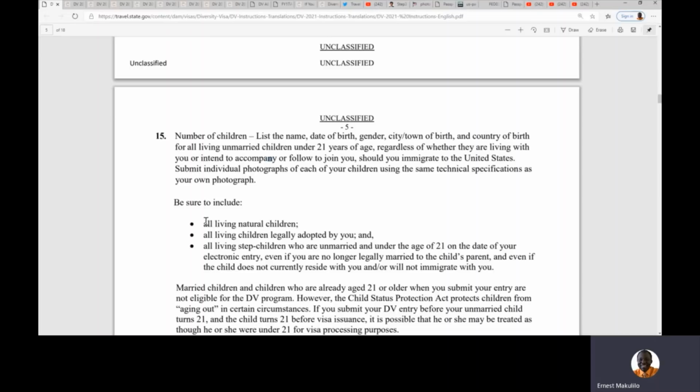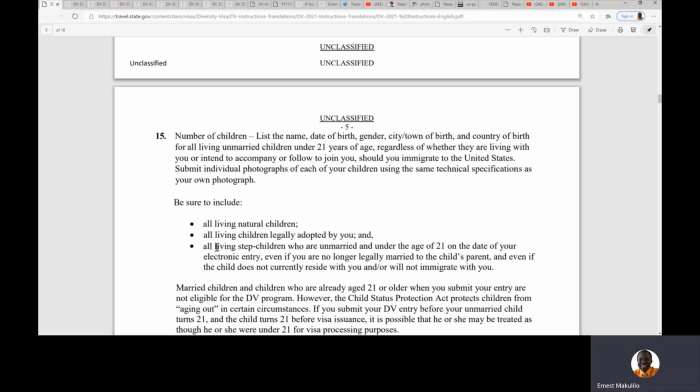Okay, by children we mean all natural children, all the children who are your biological children. If you have adopted a child, that child must be legally adopted. So don't put a child because you have been paying for school fees. Don't put your child because it's the daughter or the son of your sister and your sister has passed away, and you have been raising that person, you assume is your child. No, it's not your child unless you have court documentation to prove that you have adopted that child.